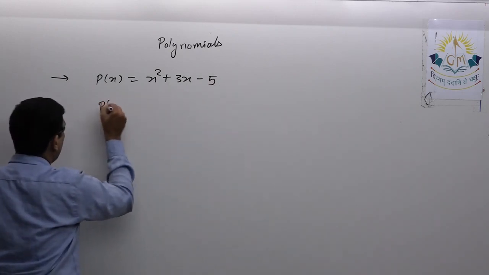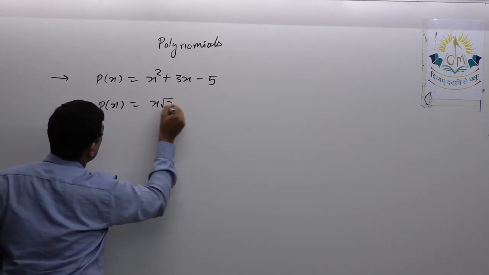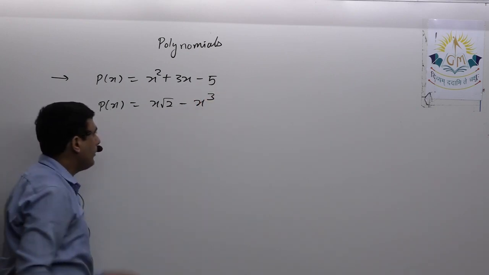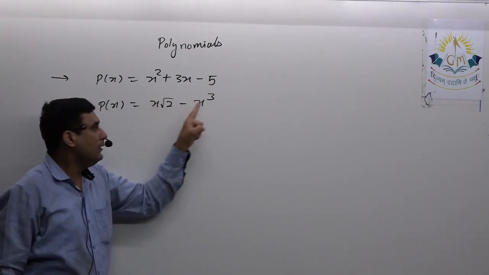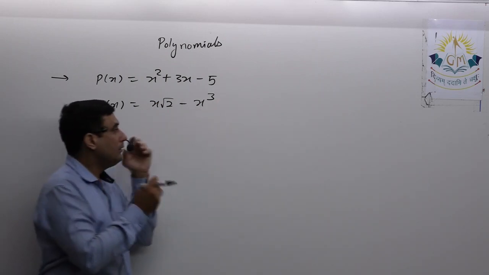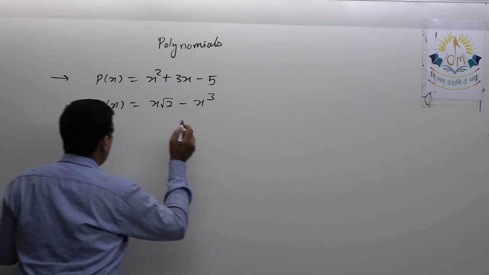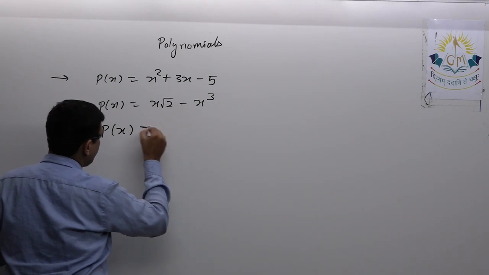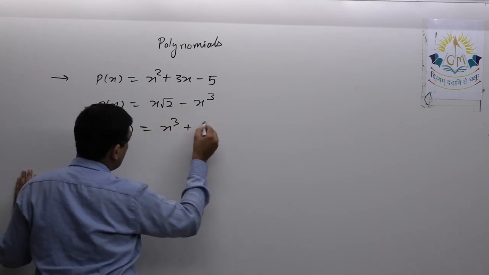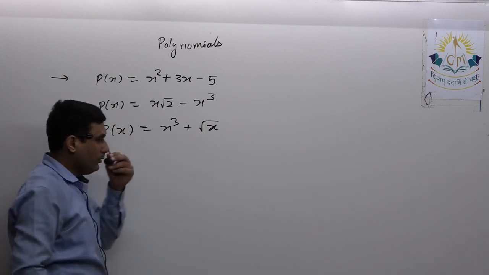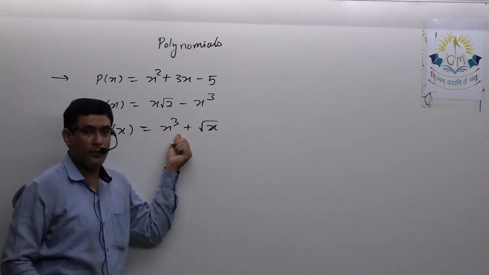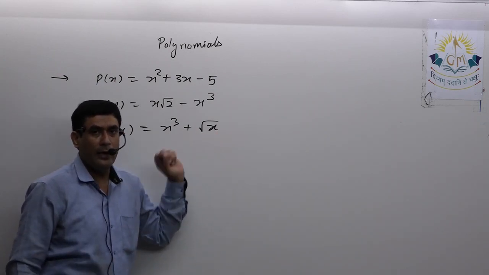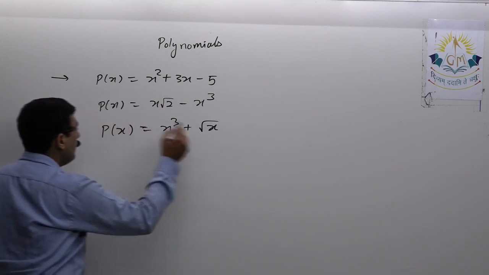Now, if I say p(x) = x root 2 minus x cube, this is again a polynomial because over here the power of x is 1, over here the power of x is 3, and 1 and 3 are whole numbers. Now if I write p(x) = x cube plus root x, this is not a polynomial. Why? Because over here the power of x is 3, and root x is x raised to 1 by 2, and 1 by 2 is not a whole number.